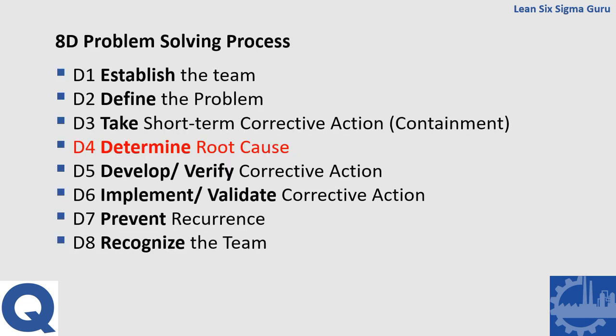In the 8D problem-solving process, we start with step D1, or discipline 1, which is to establish a cross-functional team to help us work together to solve the problem. In D2, we define that problem in scope and detail. In D3, we take short-term corrective actions, or we call them containment actions, to mitigate customer risk. And then step D4, determine root cause.